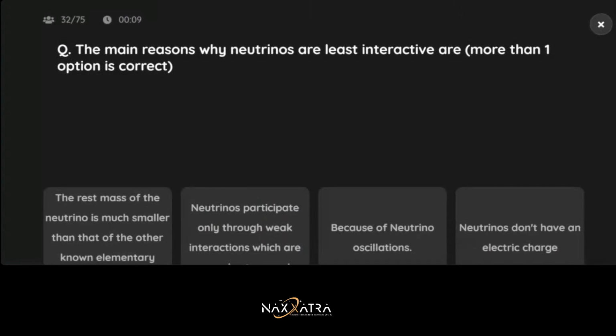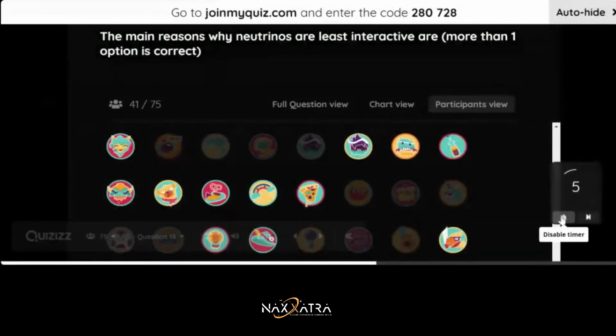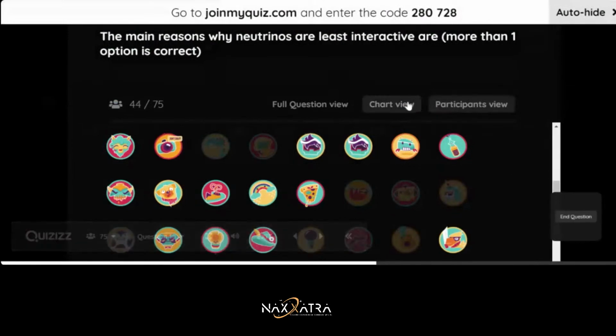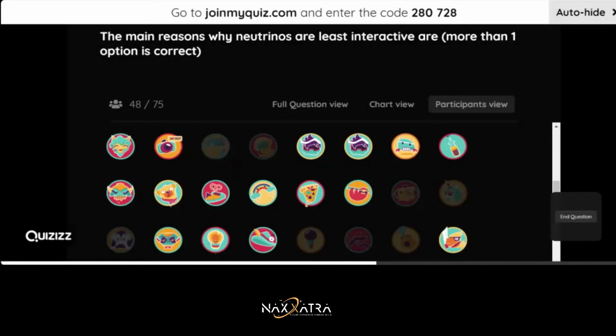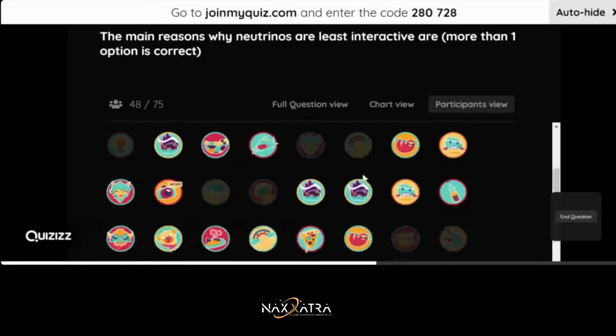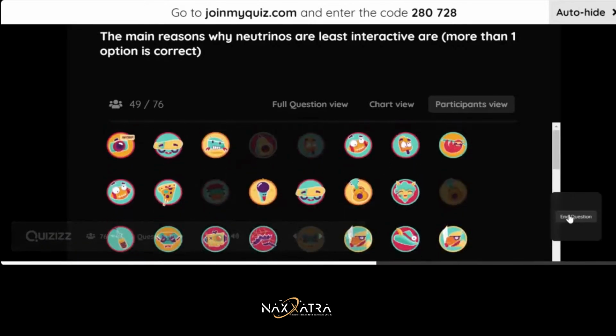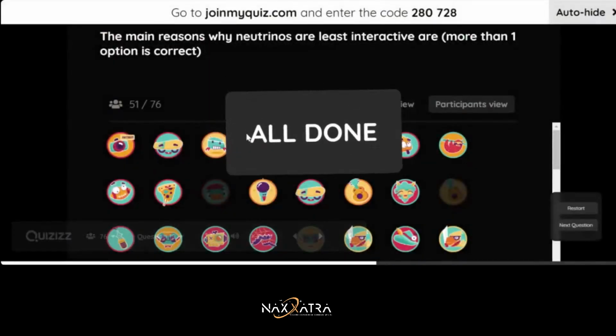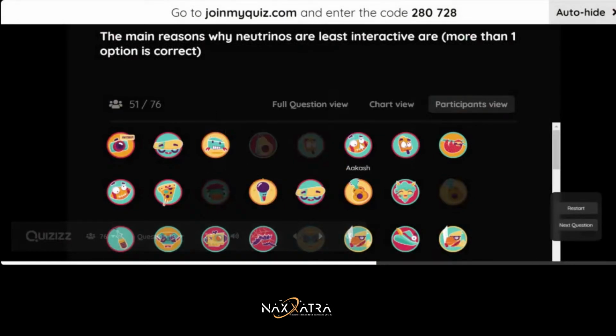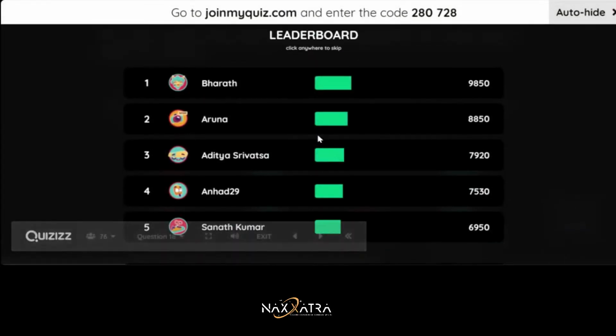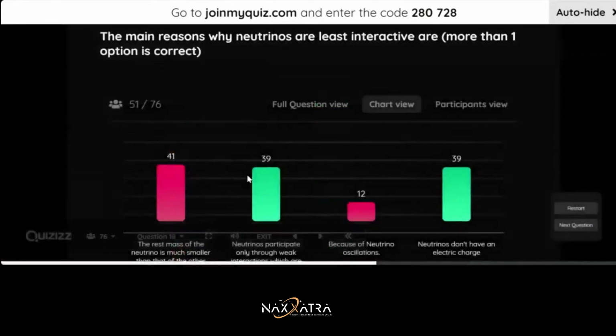Fast. We have 45 people remaining. I'm stopping the responses soon. Give them a few more seconds. Out of 75, I think usually only 50 people are able to answer. So guys, if you're here, the rest of you also please attempt it. Stopping the response in 5, 4, 3, 2, 1. So we'll see the leaderboard. We have Bharat, Aruna, Aditya, Anhad, and Sanat Kumar. So others, give correct answers fast.